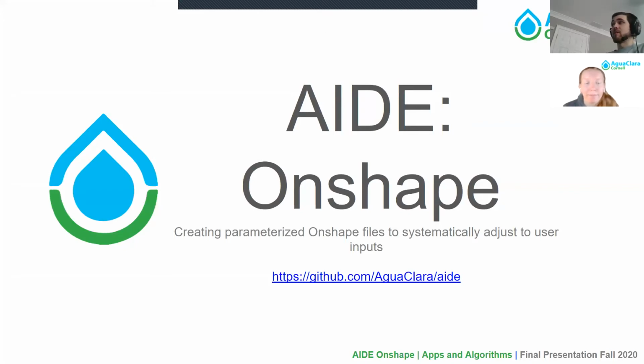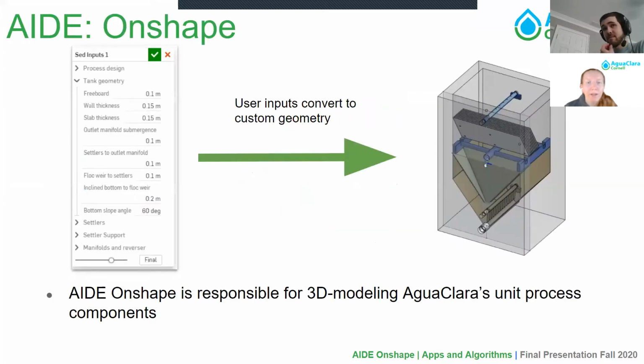Today we'll be talking about the AIDE Onshape team, what we've been doing this semester, and what our future work will entail. AIDE Onshape is responsible for 3D modeling Claire's unit process components in the browser-based CAD software Onshape and integrating them into the Claire infrastructure design engine, or AIDE, which will allow anyone with an online computer to generate an accurate Claire plant model. We work on making our models as accurate, configurable, standardized, and efficient as possible.